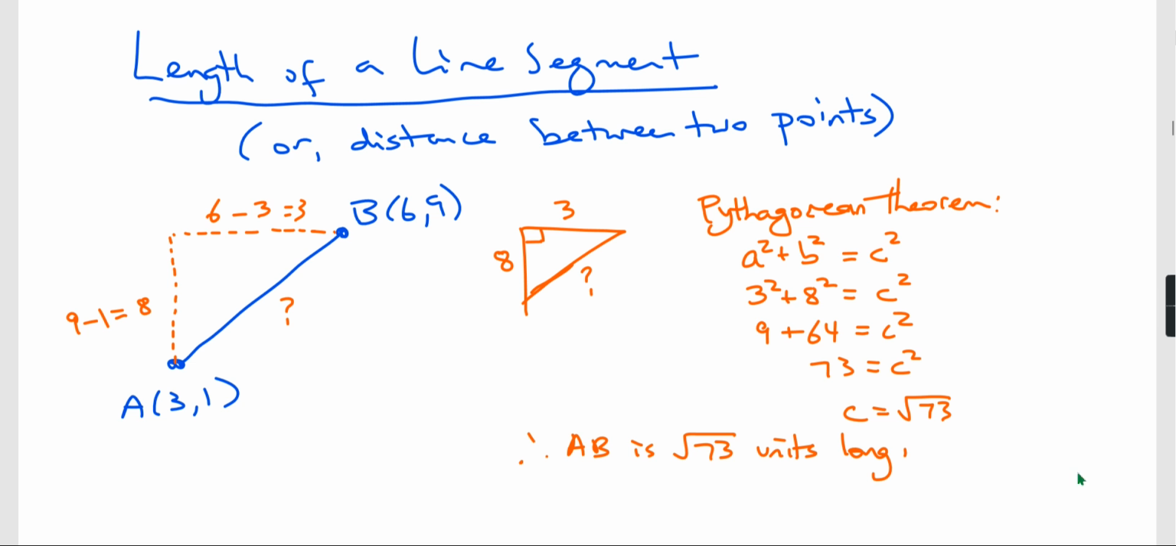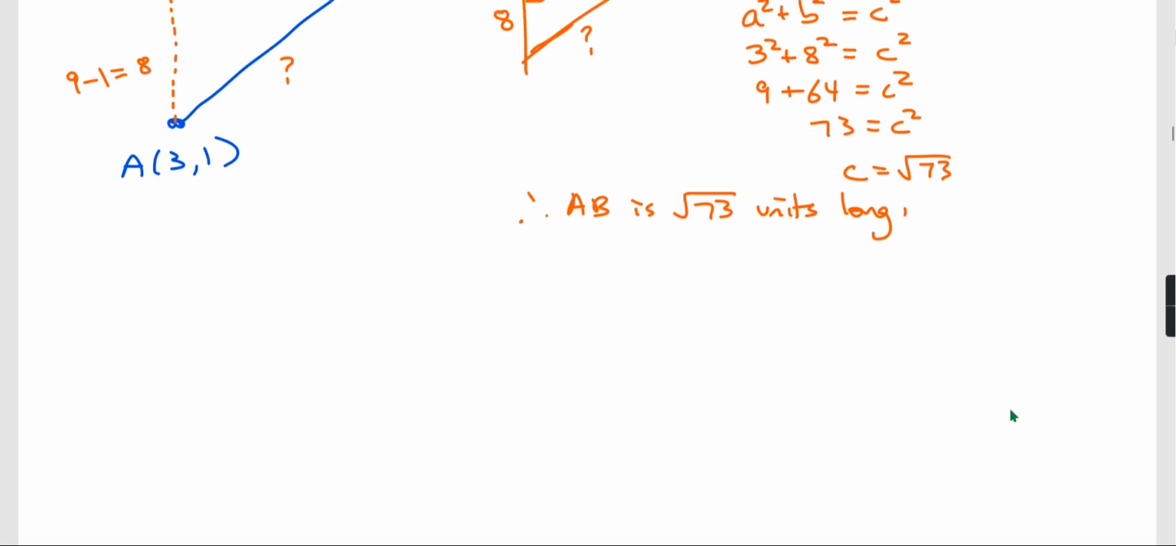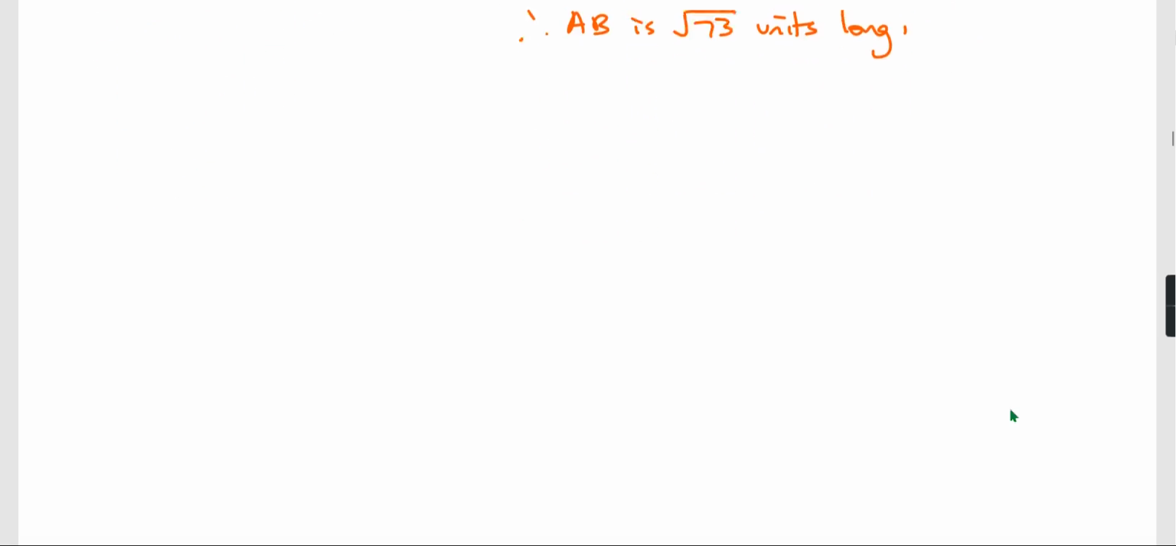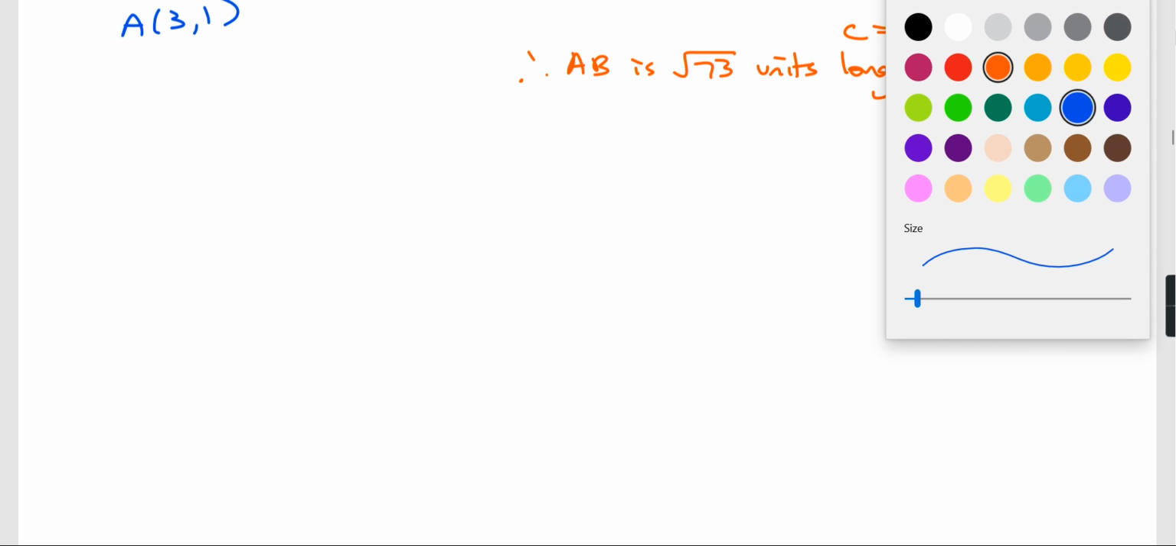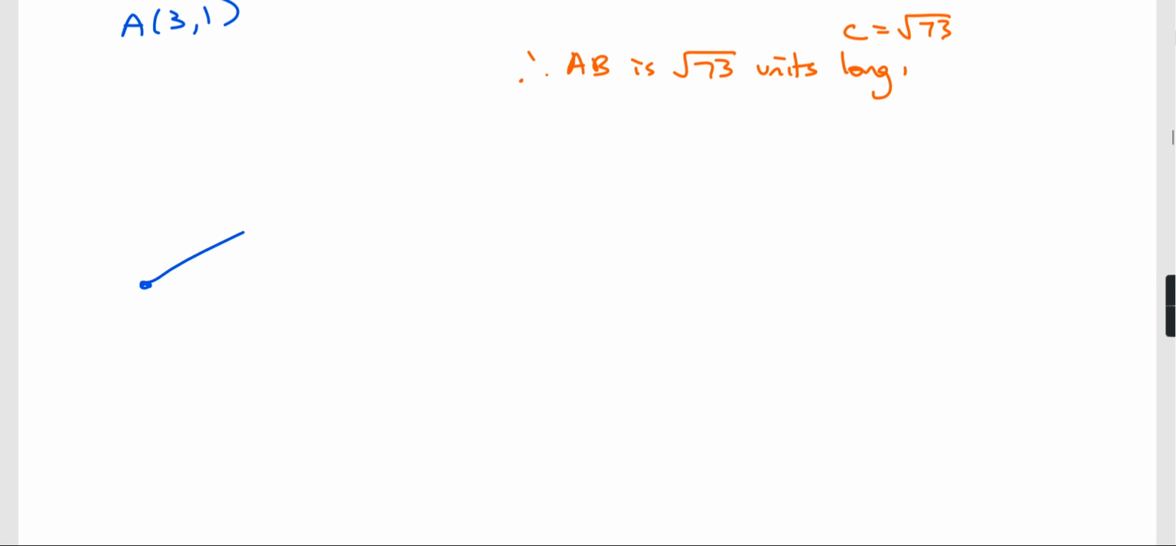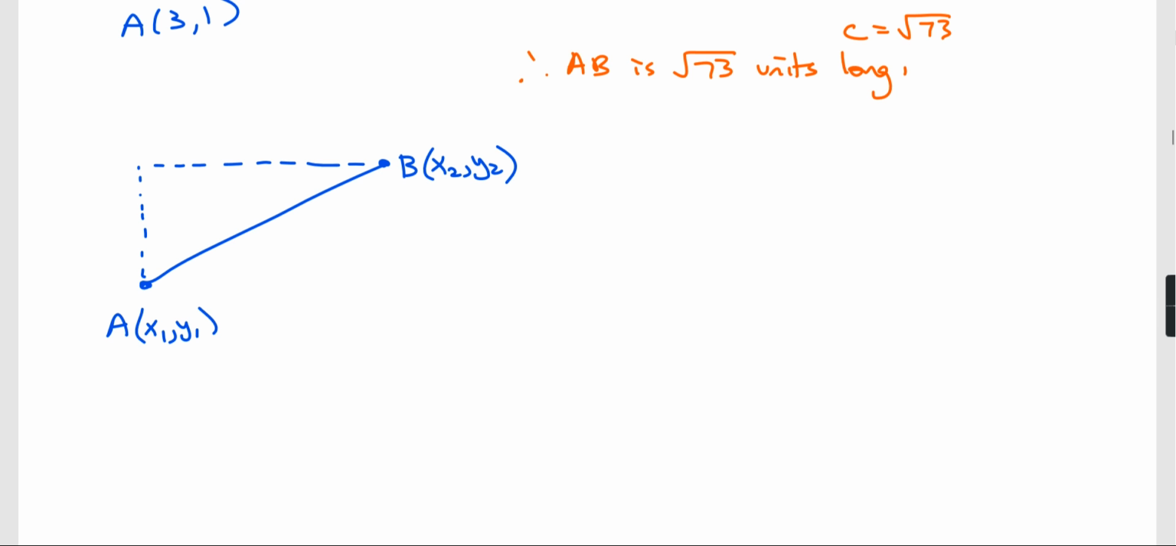Now what if the numbers were a little bit messy? There is a formula for the length of a line segment, or distance between 2 points, and it goes like this. Suppose my 2 points were not numbers. Suppose they were like this. Here's A, x1, y1. Remember, we've seen those before. And there's B, x2, y2. I want to travel from A to B. So I've got to rise and I've got to run.